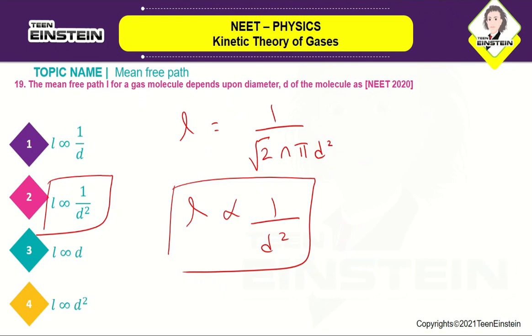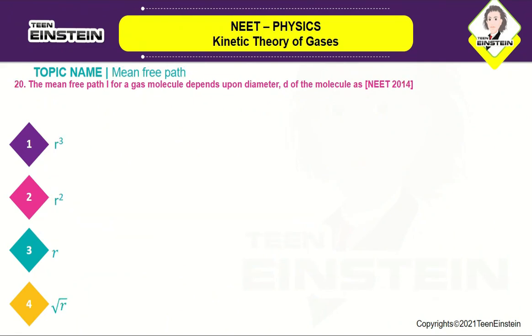So here they have given that the mean free path for a gas molecule depends on the diameter. They want us to find out how it is related with the diameter, and the mean free path is inversely proportional to the square of the diameter. So L is inversely proportional to 1 by d square. So the mean free path is inversely proportional to the square of the diameter. So let us move on to the next question.